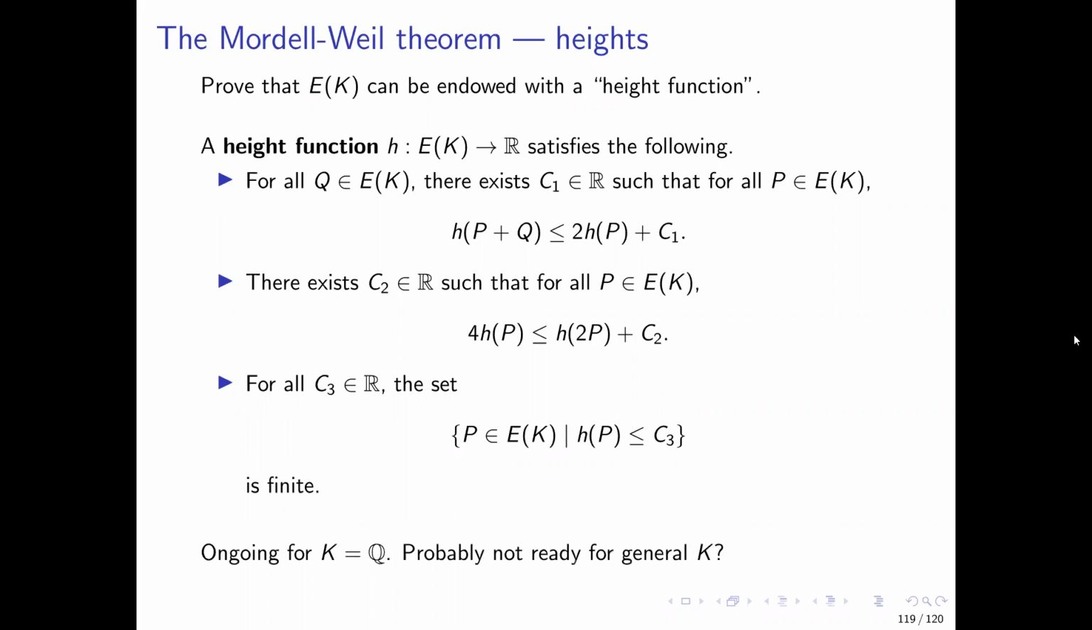The status is that I'm currently working on this right now for k equals Q, because for k equals Q, proving these 3 things is just a bunch of equations. You look at a bunch of equations, you plug them in, you solve for the inequalities. You write down the constants explicitly, in fact. This one is already done actually.